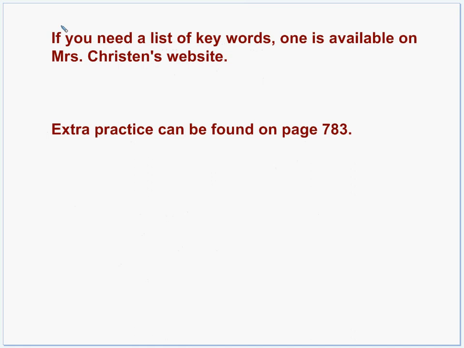If you need a list of keywords to help you learn these, one's available on my website. The other one, I have some printed off at school, so you just stop by my classroom and I can give you a copy of that.